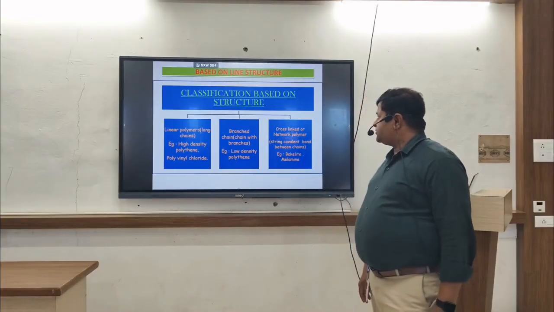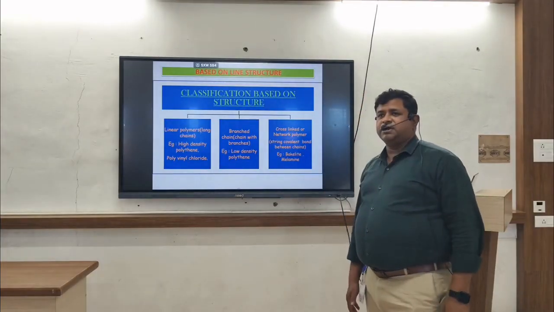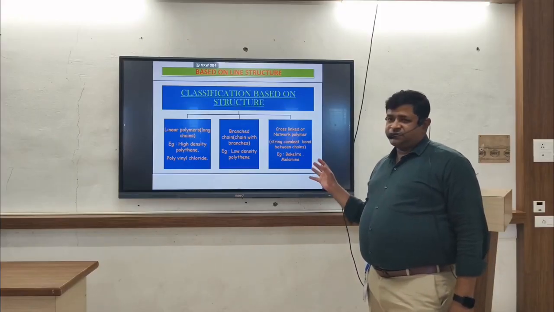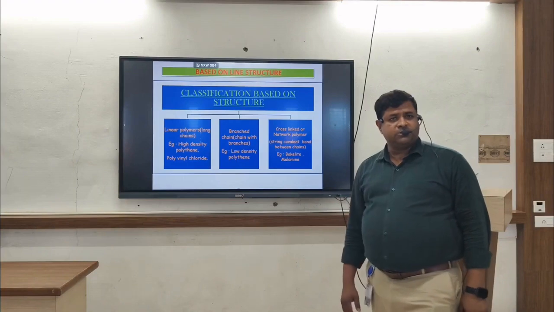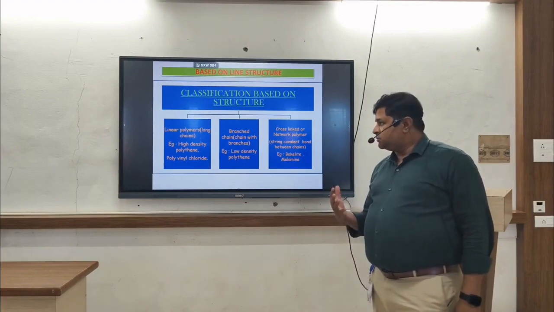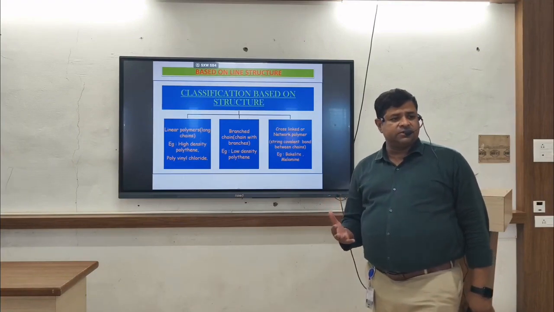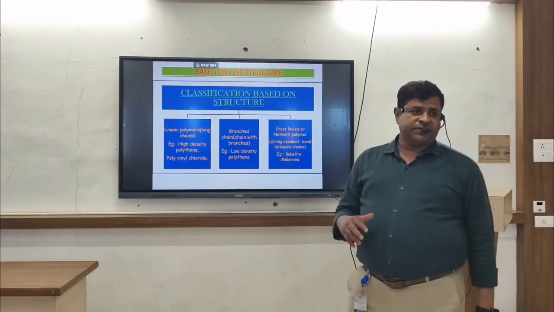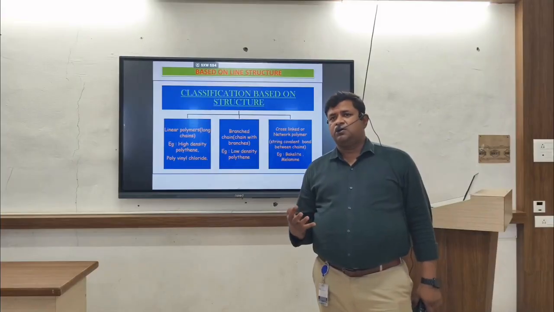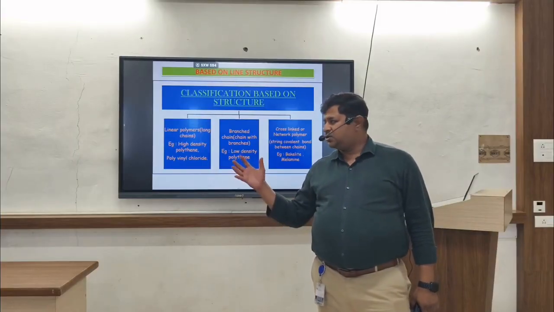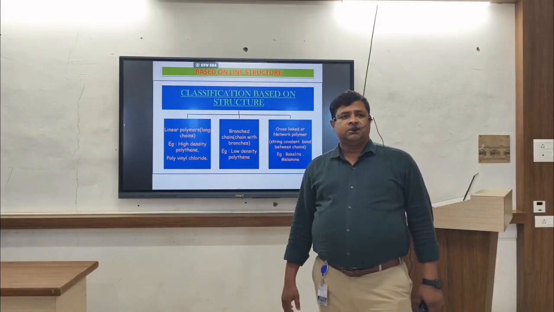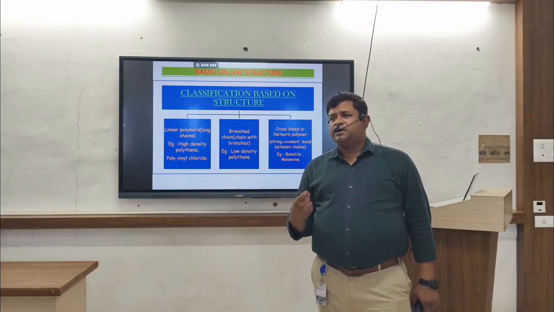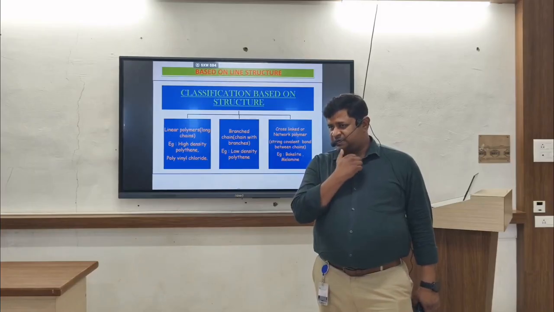Today in this session, in the previous session we studied the classification based upon the origin of the polymers. We classified them into natural, semi-synthetic and synthetic. Then in the second session we saw the classification based upon manufacturing. We saw the two fabrication or polymerization processes, that is, addition polymerization and condensation polymerization.